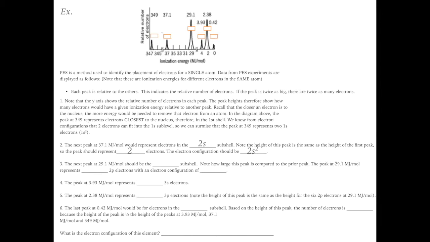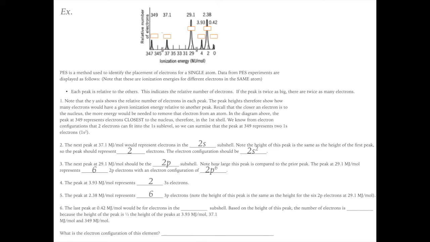Next is going to be 2p. And notice height-wise that peak is about 3 times as large as the first 2 peaks. Therefore, it's going to have 6 electrons in there. So the electron configuration is going to be 2p6. The next sub-level is going to be 3s. Notice it's the same height as the first 2, therefore there are going to be 2 electrons there. The next one is 3p. Notice it's the same height as your 2p, therefore it's going to have 6 electrons there.